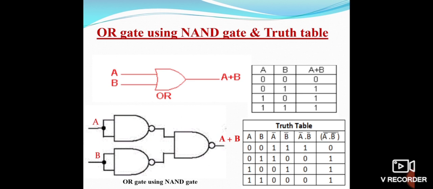So in this case we will get a low output only for one case, that is if both the inputs are low. This is the same condition for an OR gate.